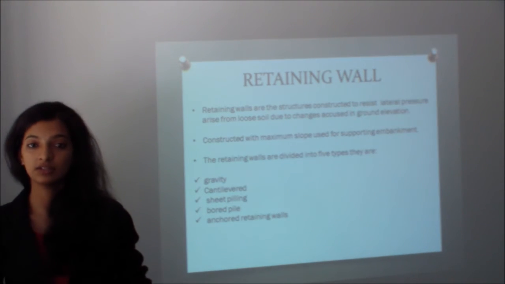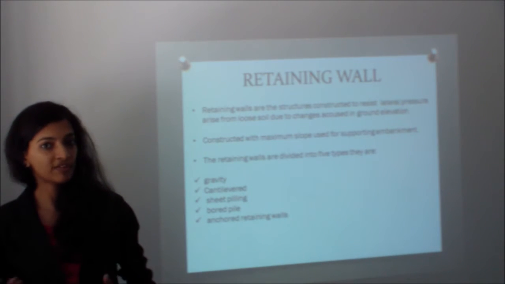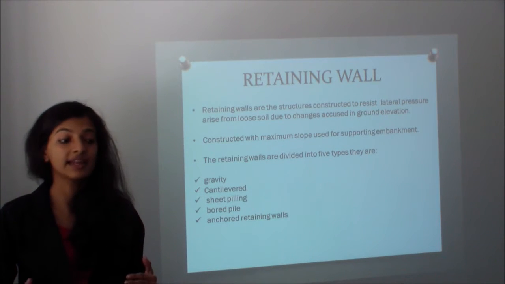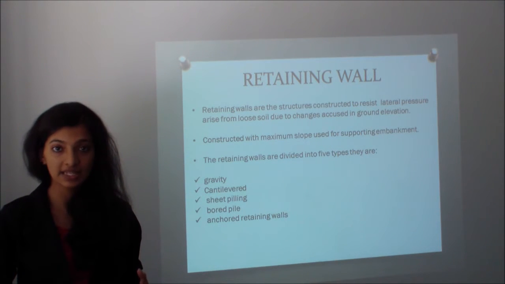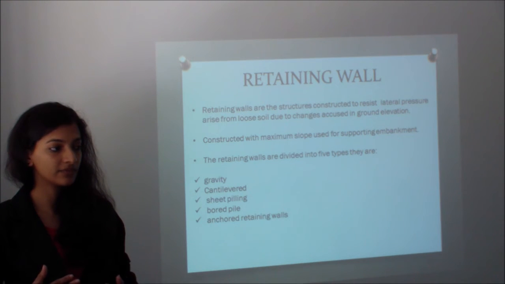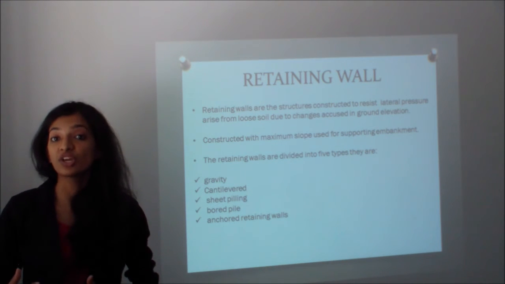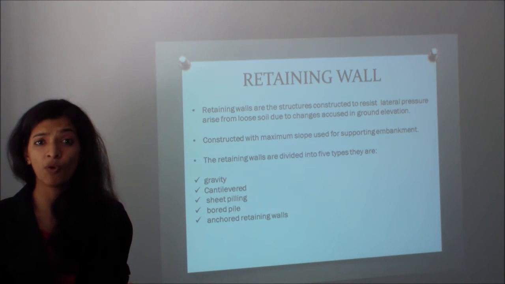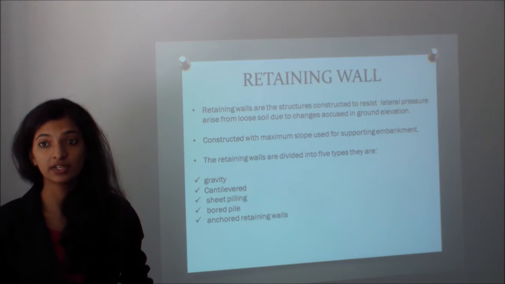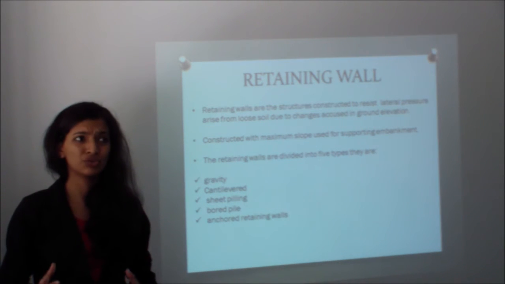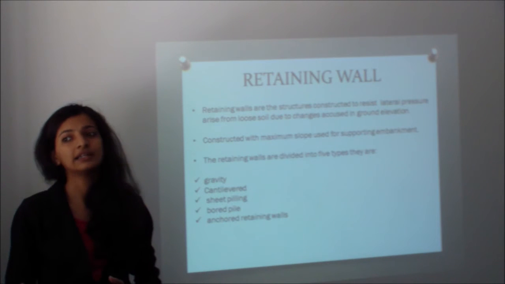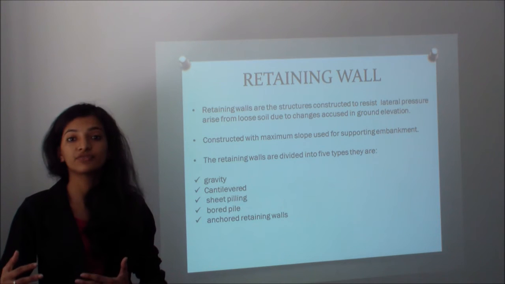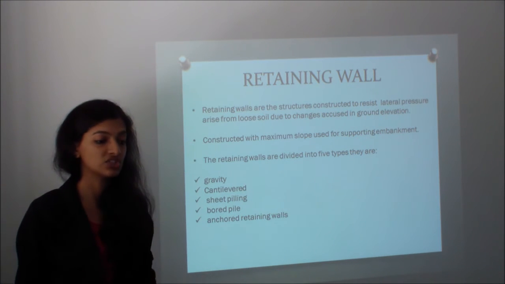This next part is retaining wall. What is meant by retaining wall? Retaining walls are structures constructed to resist the lateral pressure arising from the base of loose soil due to changes in ground elevation. They are also constructed to protect buildings from soil erosion, and they may be used in canals and dams to control soil erosion and various other changes.